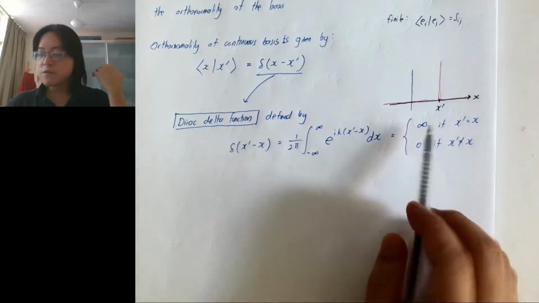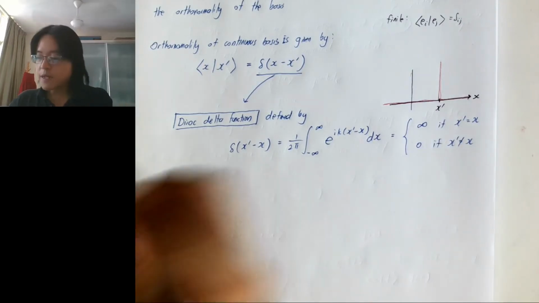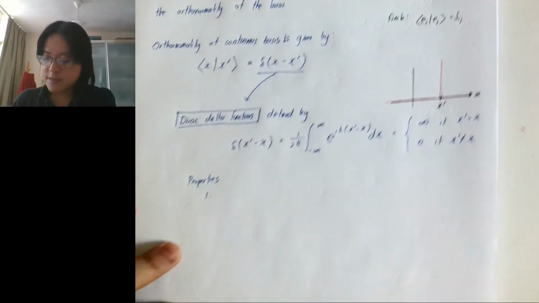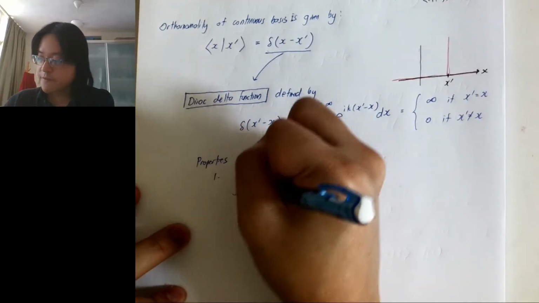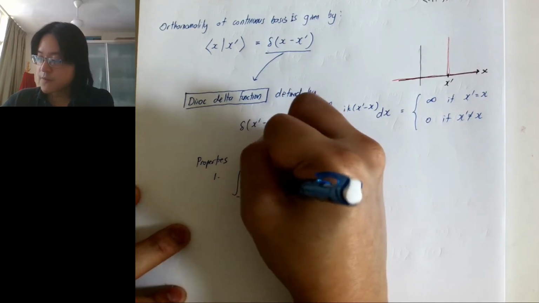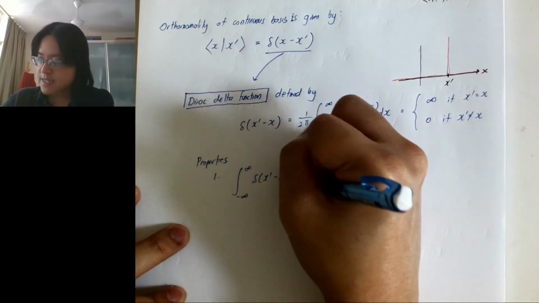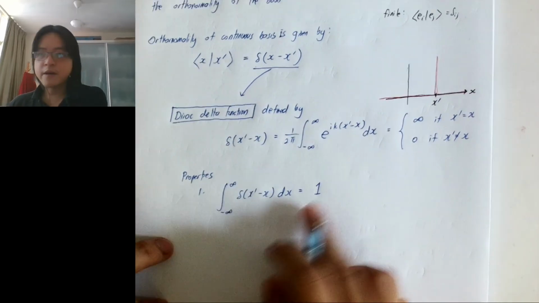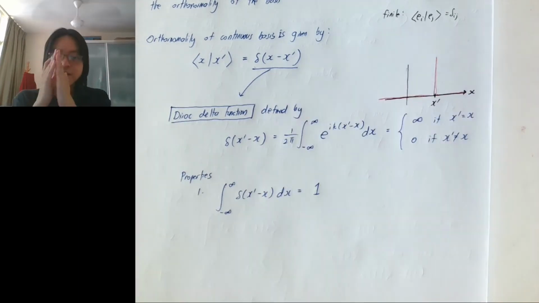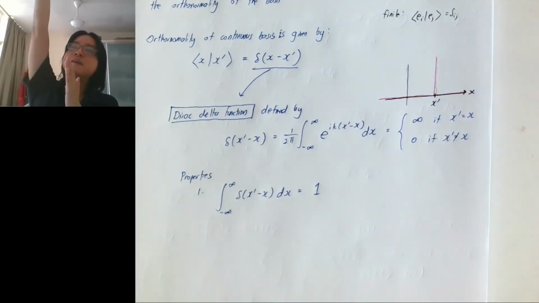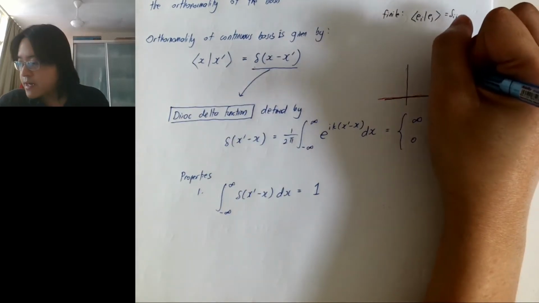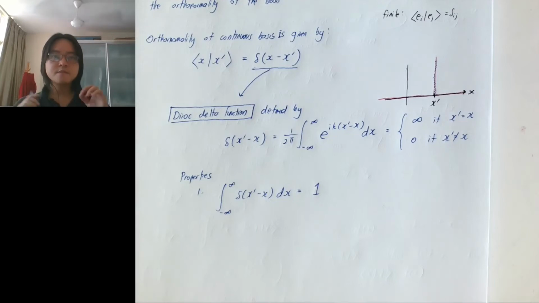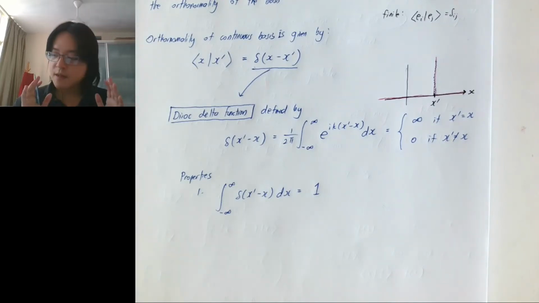And why do we want to define it to be infinity? Well, one of the important properties of the delta function is that the area under the delta function is equal to 1. So the integral of delta of x prime minus x, this time I write my dx here, the area under this is 1. You can imagine the width of the curve is very small, but the height of the graph is very high, such that the area under the graph is exactly equal to 1. Okay, so this is the Dirac delta function.